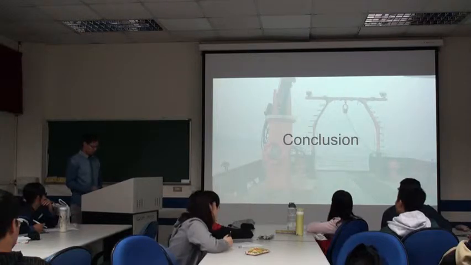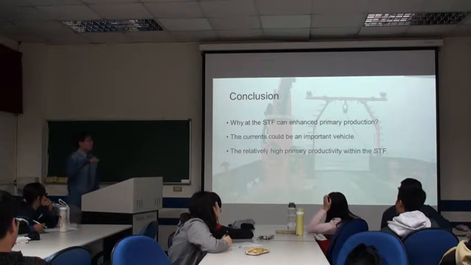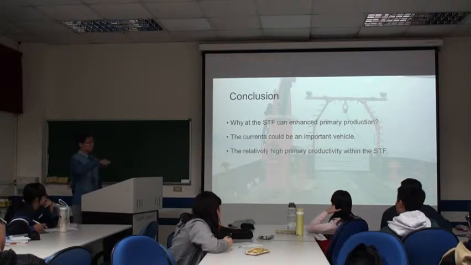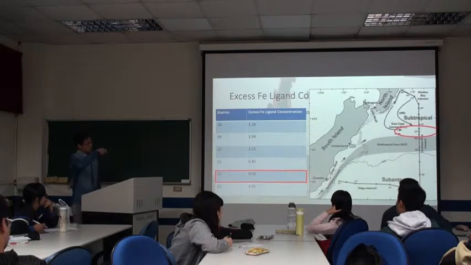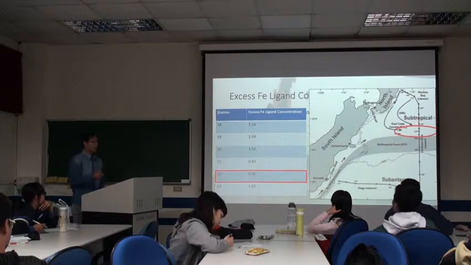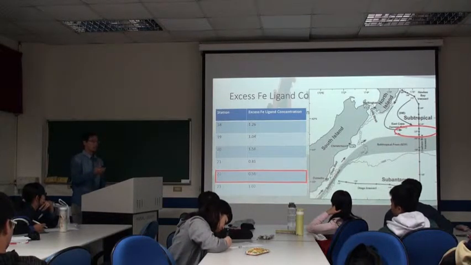And here is my conclusion. We asked why the STF can enhance the primary production. I think it is because the current could be an important vehicle to transport the ligands and iron to this place, causing the relatively high primary productivity within the STF. The escape current transports the ligands and iron to this place, so there are more ligands and iron for the algae to use.